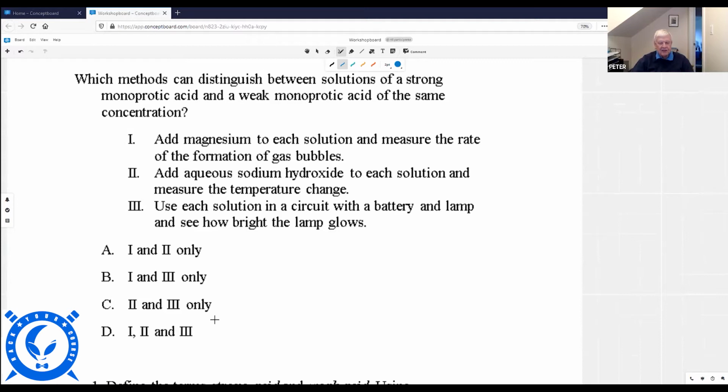So the correct answer here is D. All three of these can be used in order to differentiate. And again, that simply reflects the fact that the strong acid generates, if I talk about 1 molar strong acid like hydrochloric acid, I know that I have 1 molar H3O plus in solution. If, on the other hand, I take a weak monoprotic acid like ethanoic or acetic acid, then my concentration of H3O plus is much less than 1 molar. And that will be manifested in different behavior when you put in magnesium, sodium hydroxide, or check the conductivity.